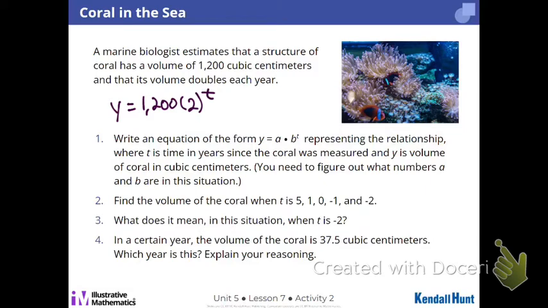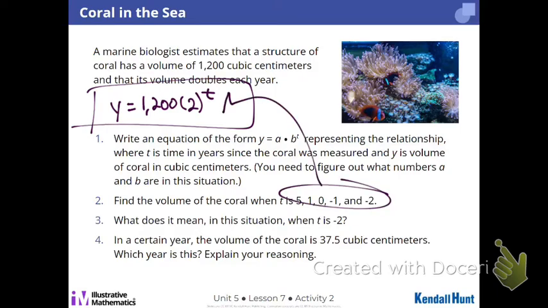So we've got our function. Now we need to test these different numbers. So instead of writing all this substituted in, just know all those are going to go in there for what letter? T. So these are different times. So for 5 years, I got 1,200 times 2 to the 5th. I got 38,400 cubic centimeters. Okay, for 1 year, I'm going to do that one in my head. 2,400 cubic centimeters. For no years, 1,200 cubic centimeters.